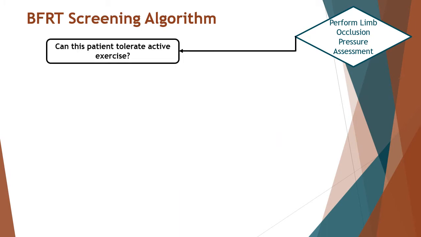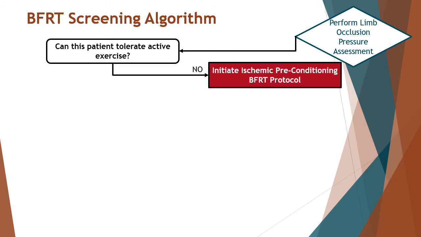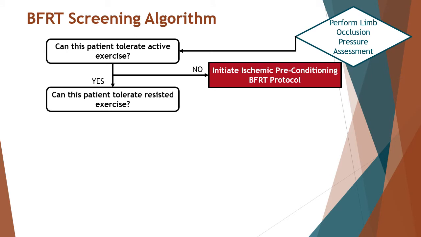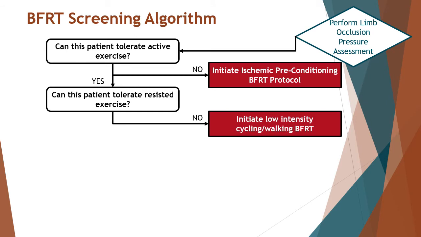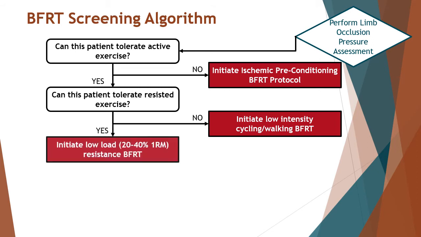Okay, so then if the patient's indicated, right, and they don't have an effusion and the doctor says it's okay, and you perform the limb occlusion pressure, then can this patient tolerate active exercise? If no, then initiate the ischemic preconditioning BFR protocol. And we'll go through this. Can the patient tolerate resisted exercise? If no, then you're going to do the light or low load cycling and walking that was proposed previously by the Scott protocol. If yes, then you're going to initiate low load BFR resistance training.